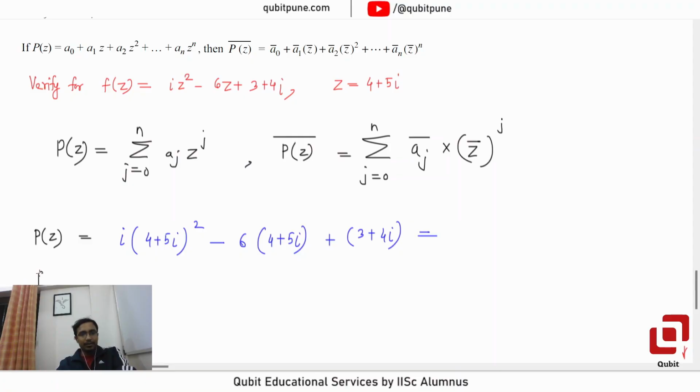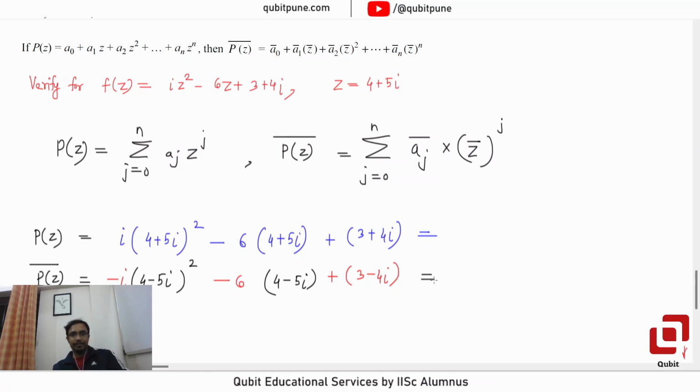And now let us find out the conjugate of p of z. By this result, it says take the complex conjugate of all the coefficients. Complex conjugate of i, negative i. Complex conjugate of 6, 6. Complex conjugate of 3 plus 4i, 3 minus 4i. Inside here, we also require to take the complex conjugate of z, so 4 minus 5i, but don't forget that here we have got a square. Now let's see if that result matches.